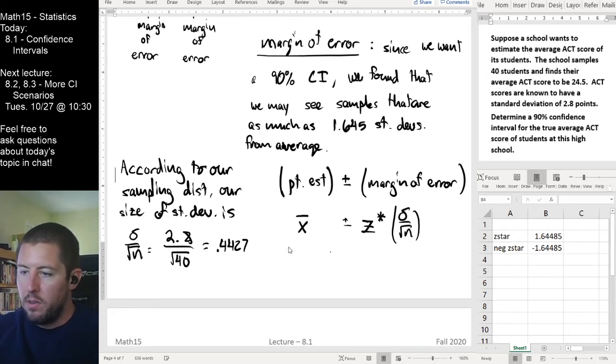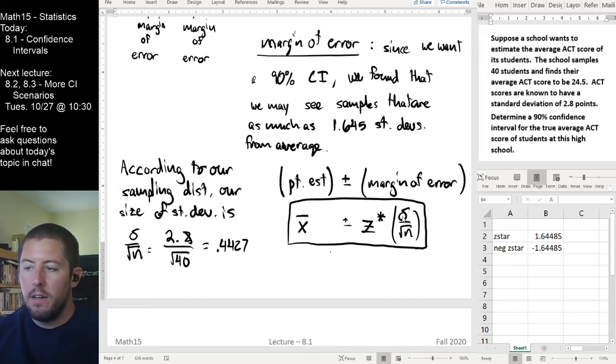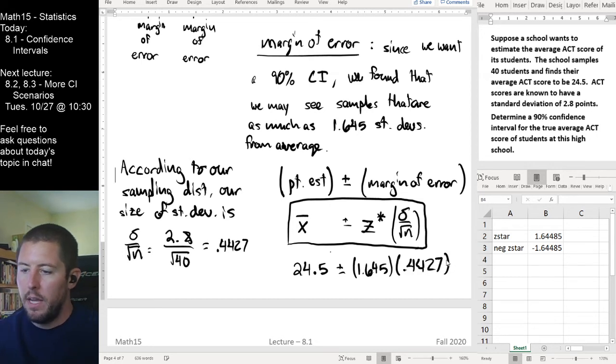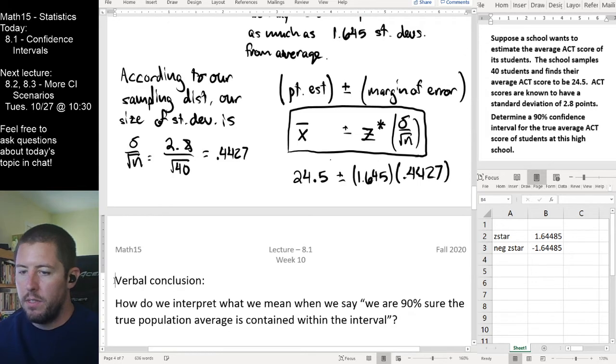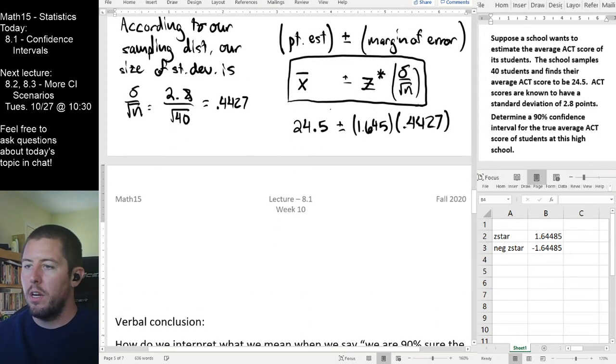So by the way, this right here, this is it. This is our confidence interval formula right here. Our margin of error is z star sigma over root n. Our point estimate is x bar. So in this case here, we're going to get our 24.5 plus or minus 1.645 times 0.4427. And let's go ahead and compute this value, state our conclusion, and then we'll state our conclusion also in words here.